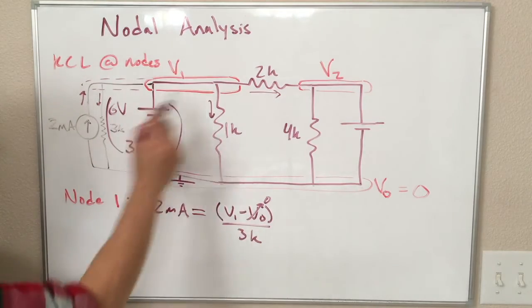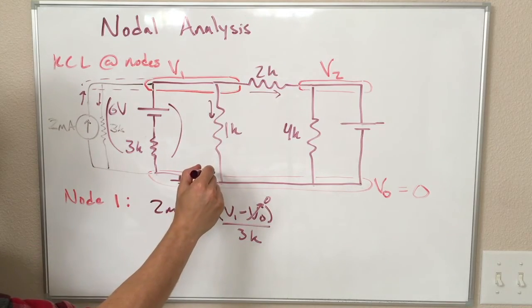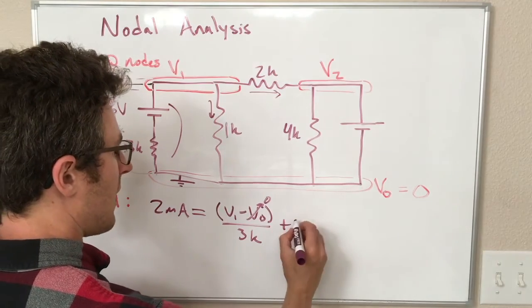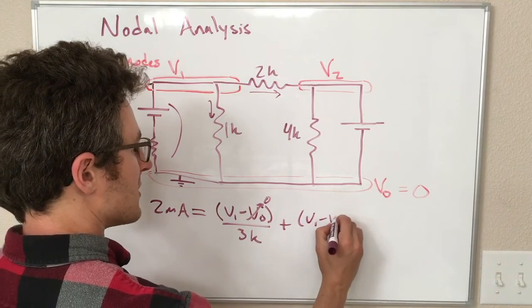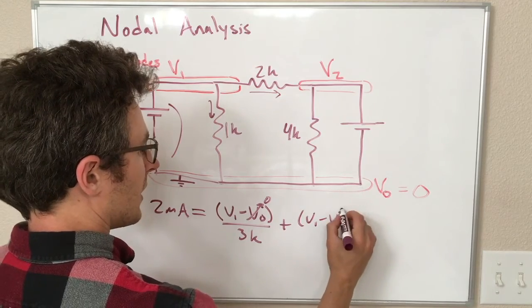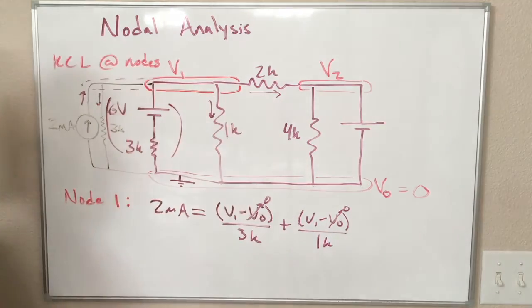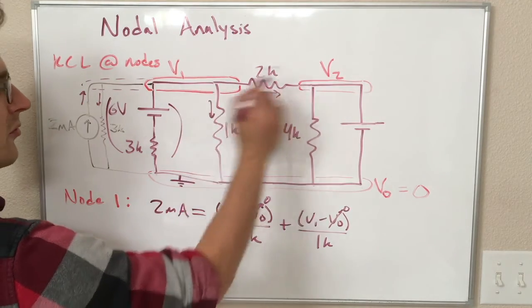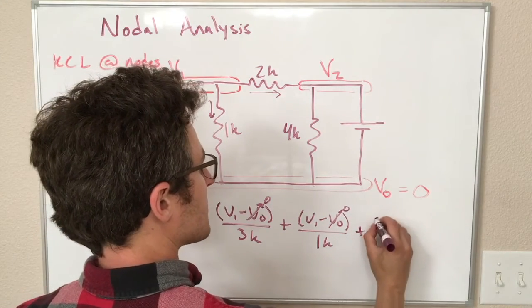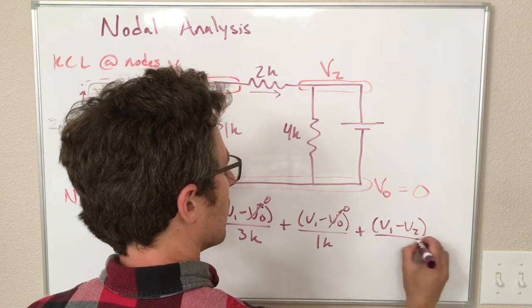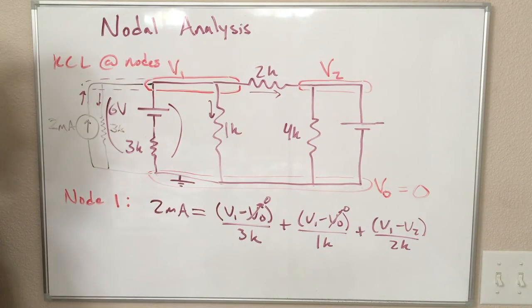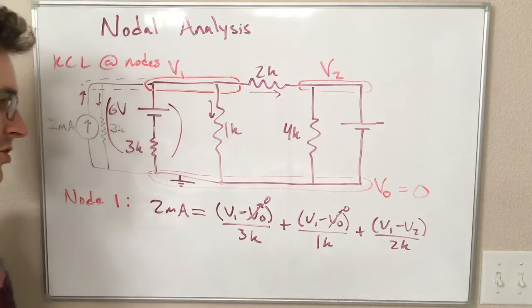All right. We also have current flowing through this 1K resistor. That's going out also. It's going from V1 to V0. So we have another out term that is V1 minus V0, and again, that's 0 over 1K. And lastly, we have this 2K where current is flowing from V1 to V2. So we say plus V1 minus V2 over 2K. So that is one of our equations. We only have 2 unknowns, so we only need one more equation to apply.